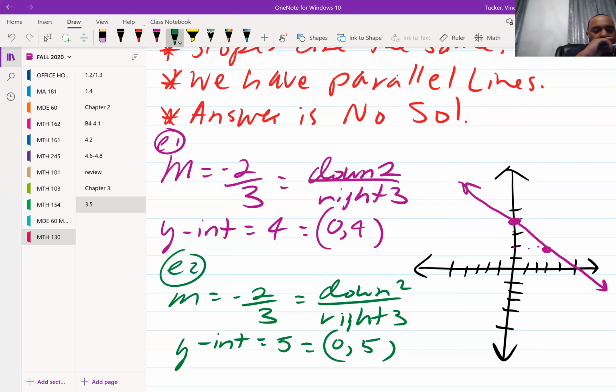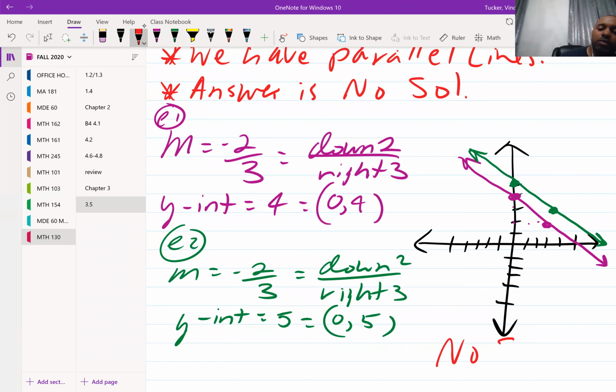And then do the same thing for this line. You start off with (0, 5). So (0, 5) is right here. Down 2, right 3 will put you right here. So you see that our lines have the same slope, same slant. And once again, this means that our answer is no solution.